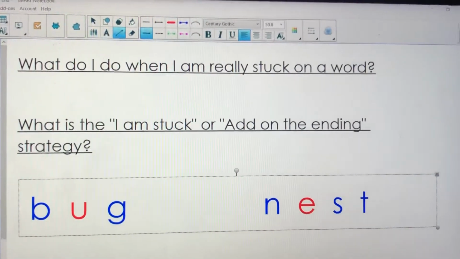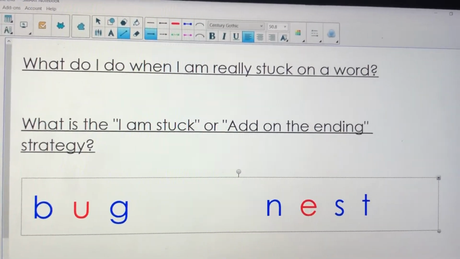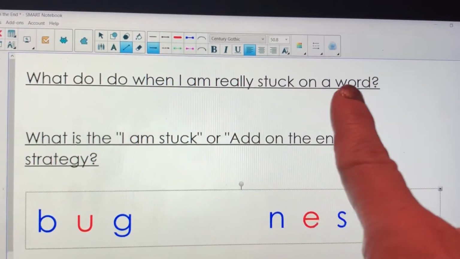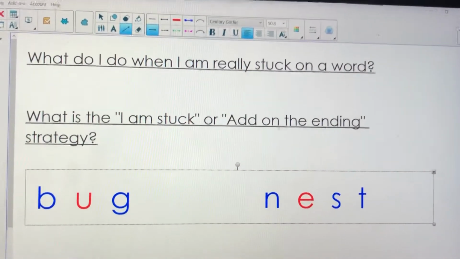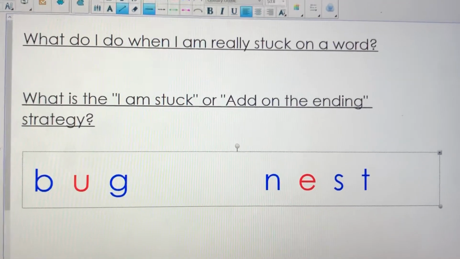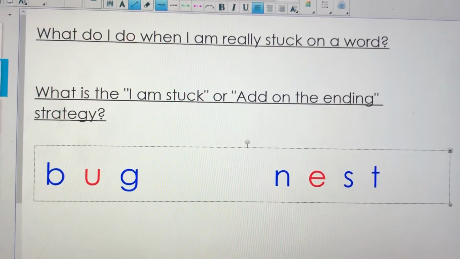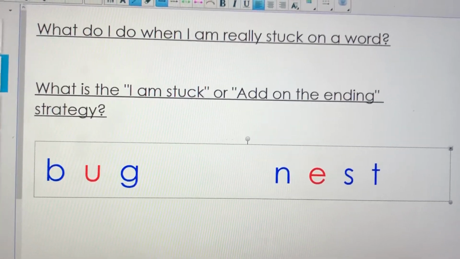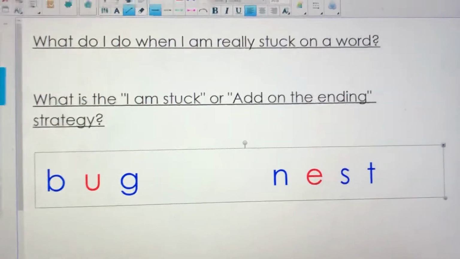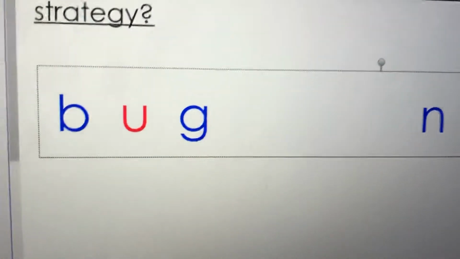And here's a good question to ask yourself for this strategy. What do I do when I am really stuck on a word? Okay, so what do you do when you're super duper stuck? What is the I am stuck or the add on the ending strategy? And the teacher name for it is additive. Additive blending. Okay, and I'm going to show you what this looks like and sounds like.